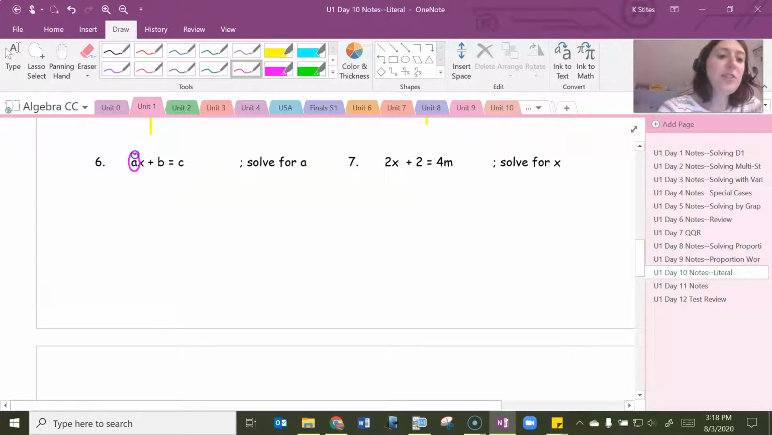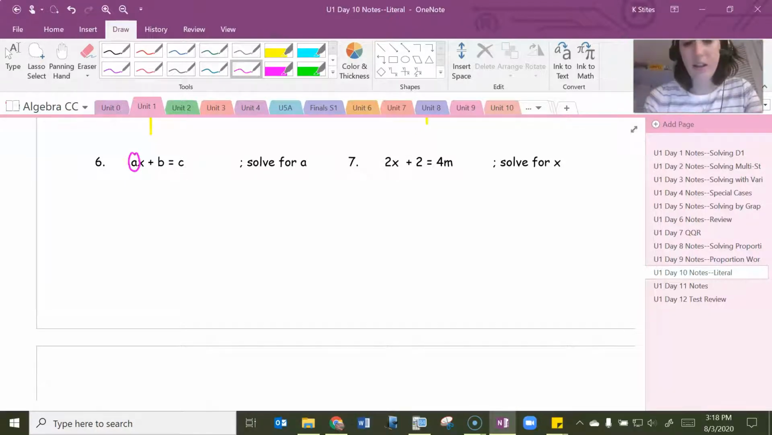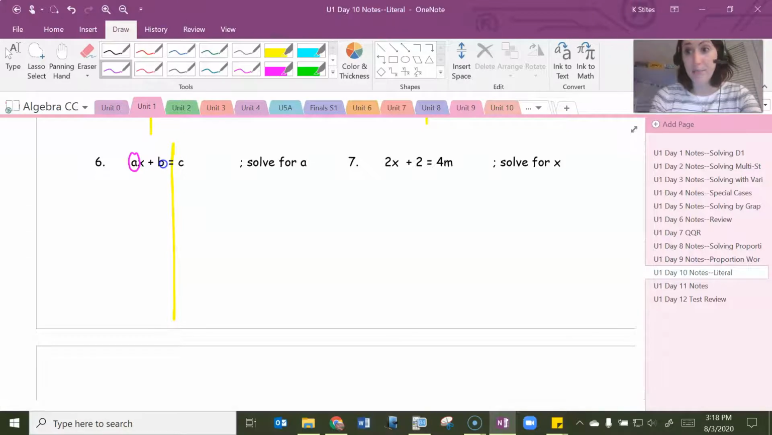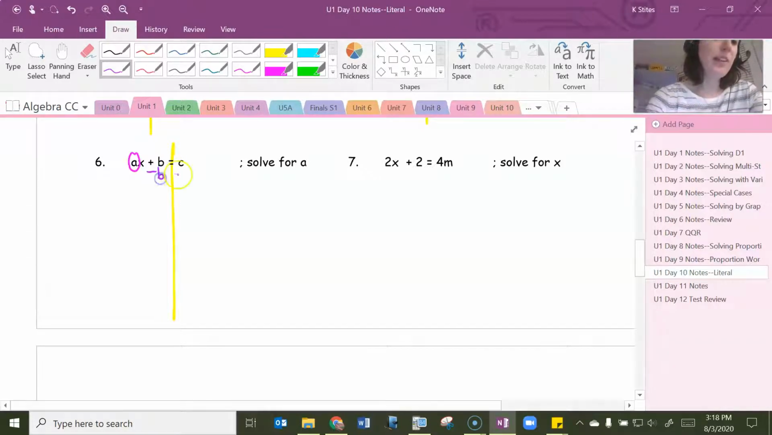Again, circle the variable you're solving for. It'll really help. It really will. So we're solving for a. Now, this one has 2 steps. Think about what we talked about with all of our normal solving. What do we always undo first? Addition and subtraction, right? So look at what's happening here. You have the a multiplying to the x, and we're adding the b. So the b is the one we should be getting rid of first, right? Because it's the one adding. So subtract your b on both sides.